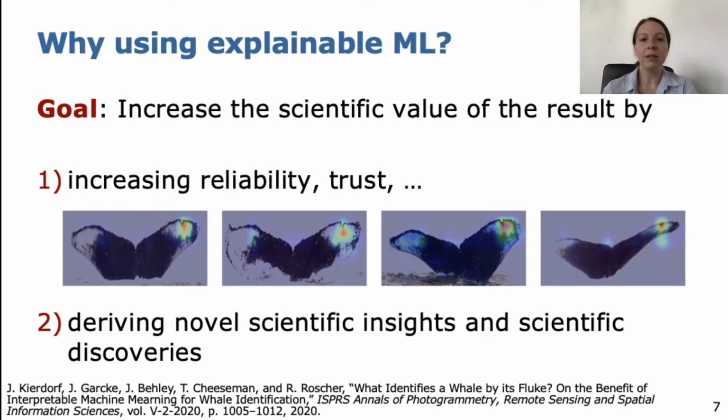And it turned out that there are some parts which are quite helpful for the identification when used by the network, and others are not. So this heat mapping, this interpretation tool, can be seen as an alternative reliability measure besides the score of the network.